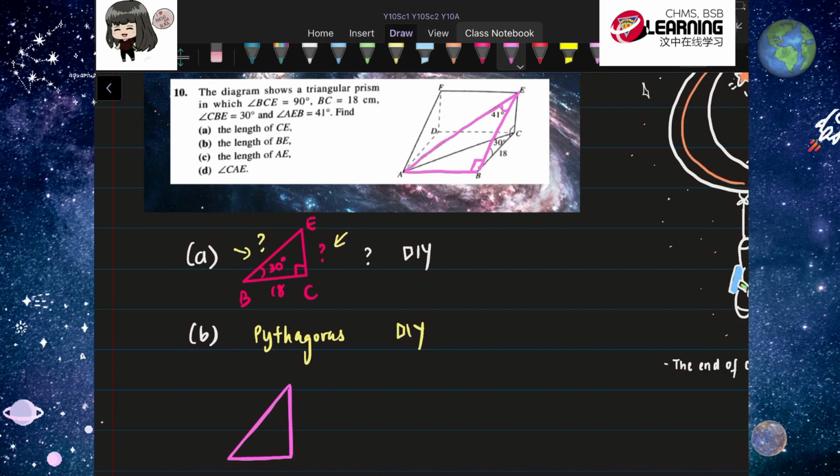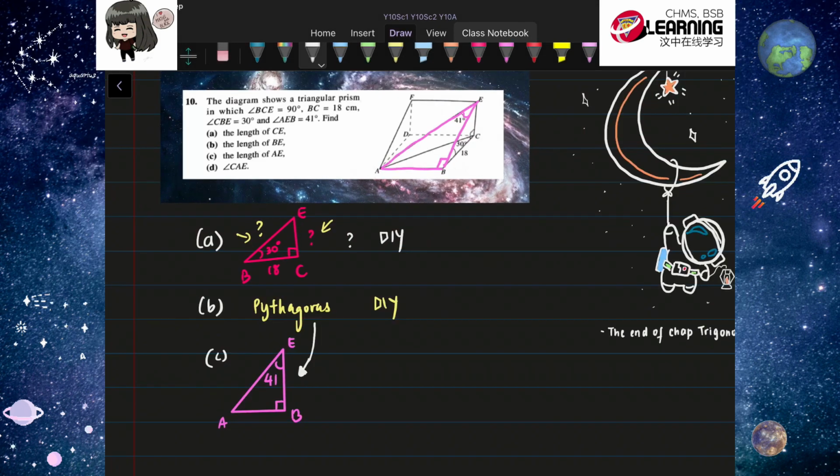Now hint you here. This is the right angle triangle with ABE. This is your 41 degree. BE here we get it from part B. The answer here, you bring it down for your BE, then you can find your AE here because this is your hypotenuse, this is your adjacent. You can use CAH to find your AE, right?